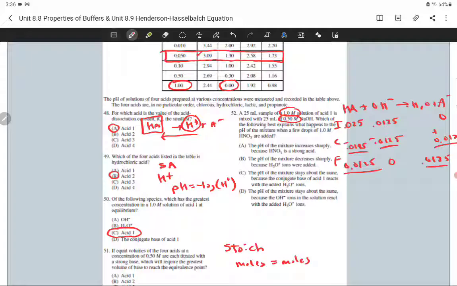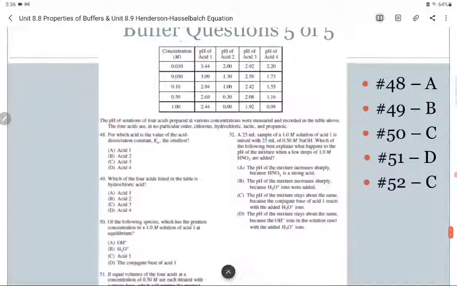Perfect buffer. If you have a perfect buffer and then you start adding something to the buffer, the pH should not change. pH increases sharply? Nope. Decreases sharply? Nope. Stays about the same. That's possible. So C and D we like. And why would we like one answer over the other? If we had nitric acid, that's H positive. What component of the buffer would mix with that? It would be the A minus. So which one is that? Conjugate base of acid 1. Answer C, and double check, and it's answer C.